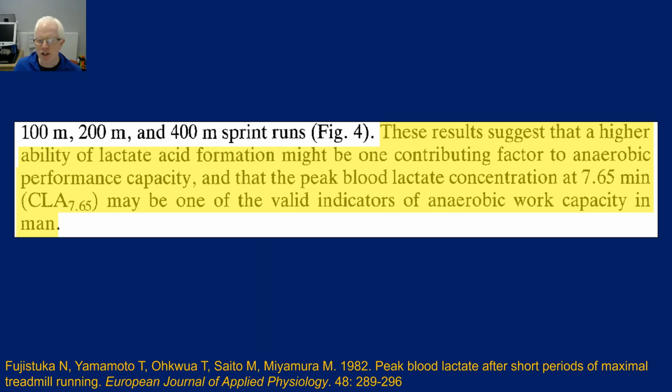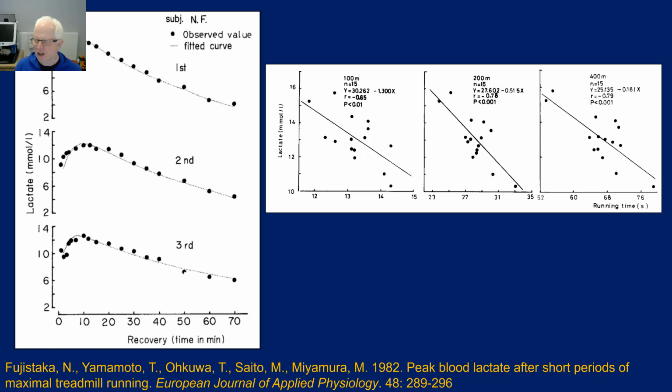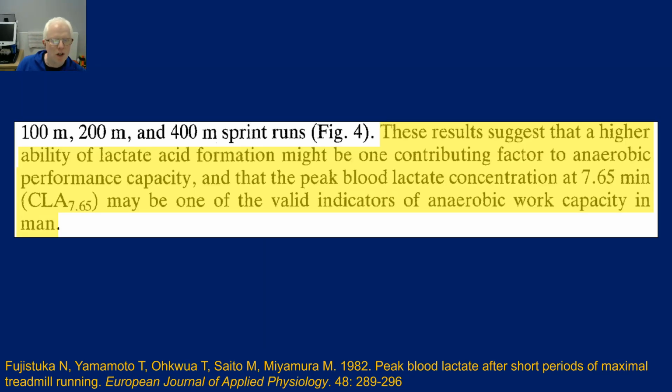But they do write this: these results suggest that a higher ability of lactic acid formation might be one contributing factor to anaerobic performance capacity, and the peak blood lactate concentration at 7.65 minutes may be one of the valid indicators of anaerobic work capacity in man. A number of things going on. They even concede it's one factor. Secondly, it's lactate, not lactic acid. Lactic acid isn't really anything at all. It's kind of a made-up term. And where does 7.65 minutes come from? It's kind of an odd thing. You can't make the assumption that it's the same for every individual.